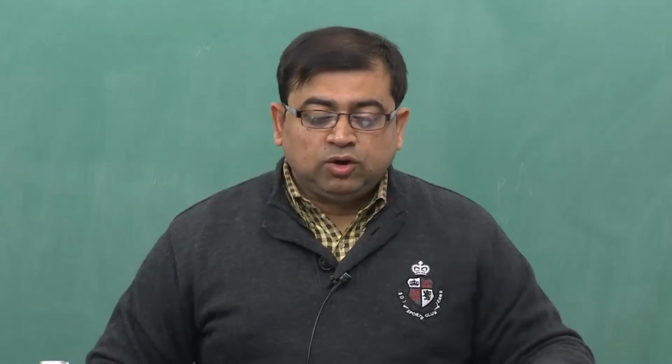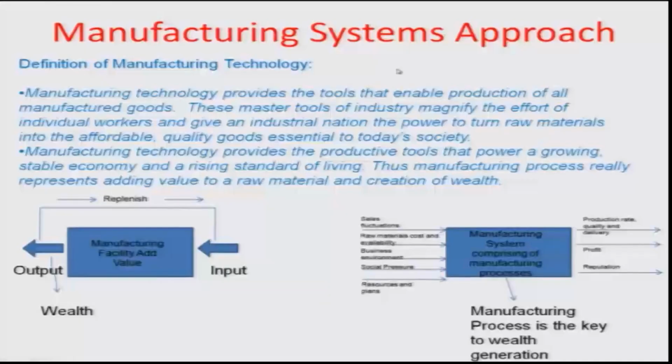So when we talk about manufacturing through a systems approach, what is important is that a manufacturing facility is really a value adder. As you can see in this figure, there is a facility which is adding value to an input material, which is in the form of a raw material which may not otherwise have any value, but once the value is added by the manufacturing facility, the output which comes out of such a facility generates wealth, because the output has some value coded in it.